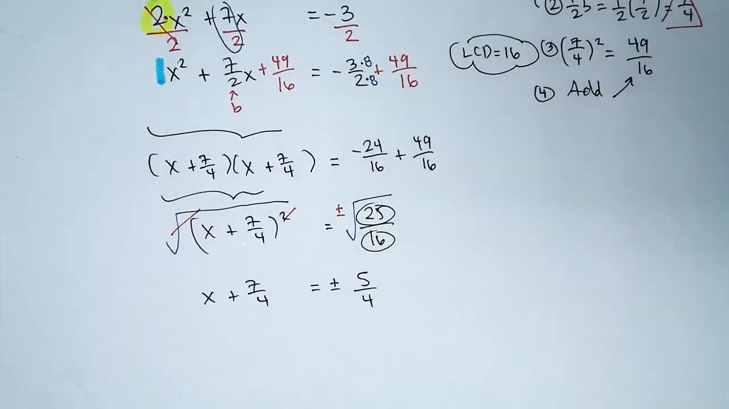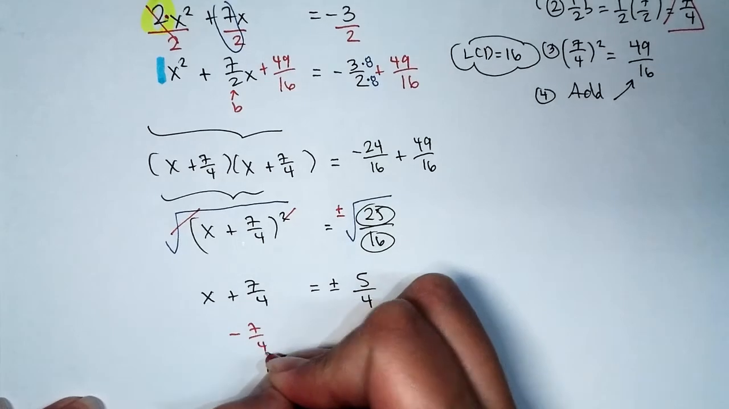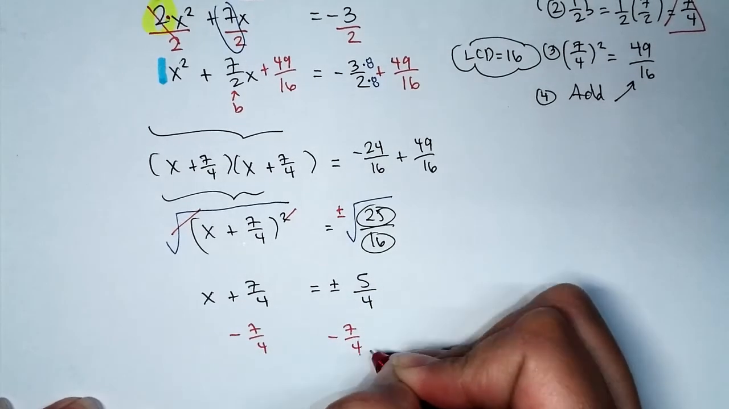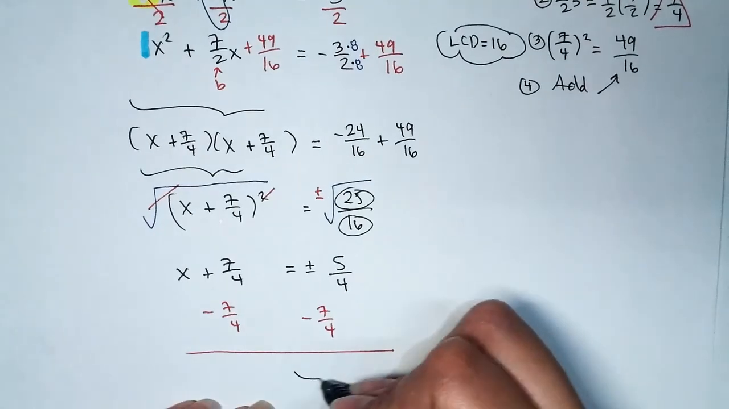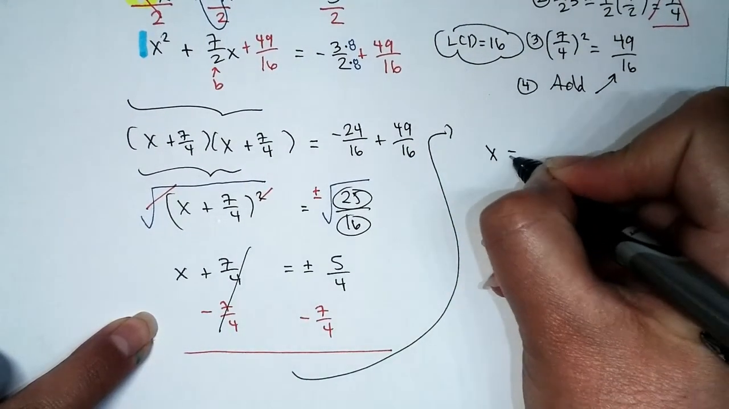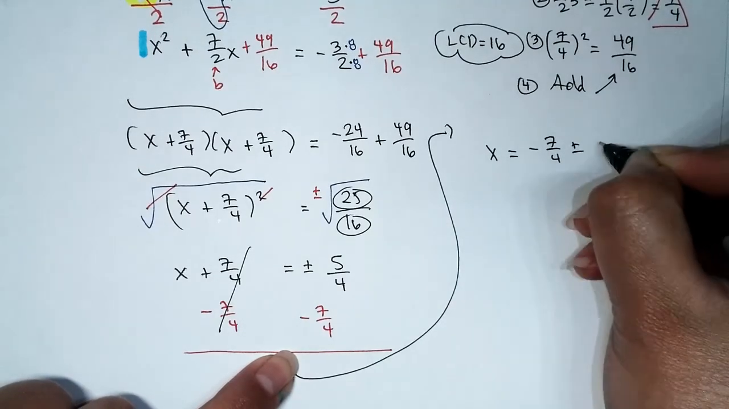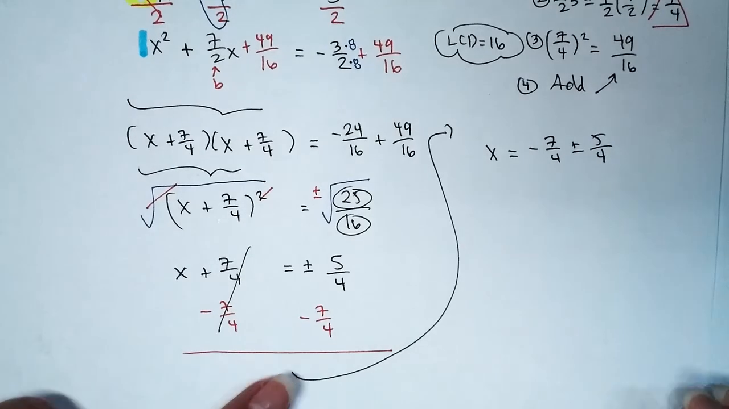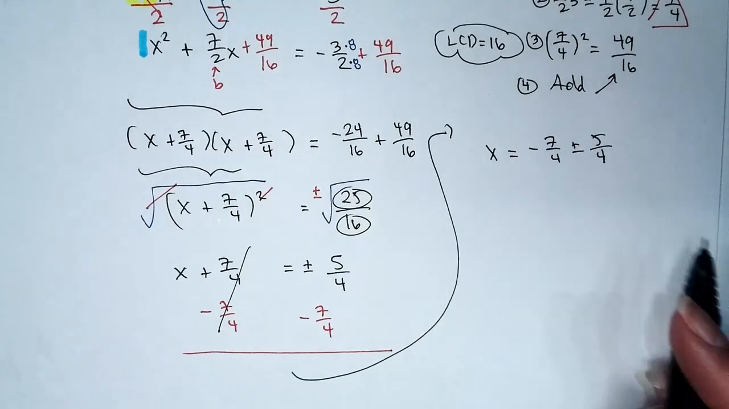Let's knock it out so we can go home. So to isolate the x, to undo the addition, let's go ahead and subtract 7/4 from both sides. I'm running out of space, so let me start a new column. So that will give us x is equal to negative 7/4 plus or minus 5/4. And then for the grand finale, let's go ahead and submit our answer without the plus or minus.